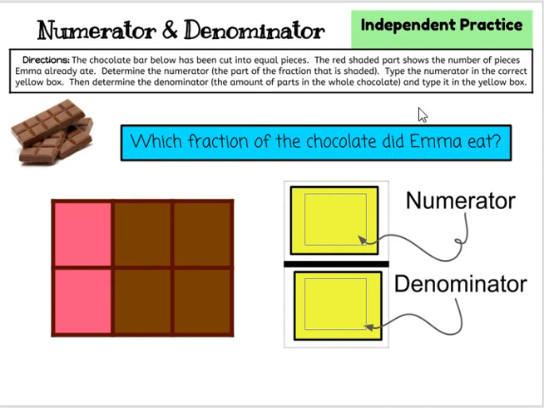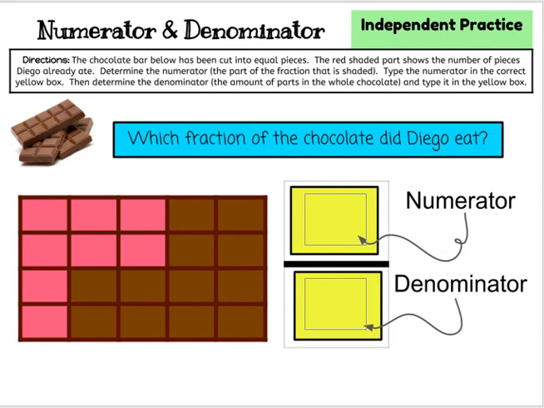So, what fraction of chocolate did Emma eat? She ate 2/6. So 2 is your numerator, 6 is your denominator, so 2/6. Here's one for you to try. Here's a candy bar that Diego ate part of. What fraction of chocolate did Diego eat? Pause the video, then start your video again and check your answer. All right, Diego ate 8 pieces of chocolate out of 20, or 8/20.